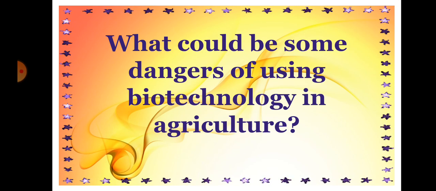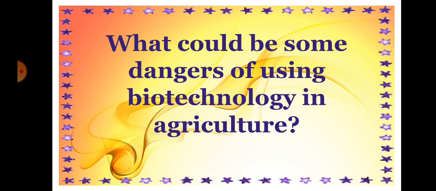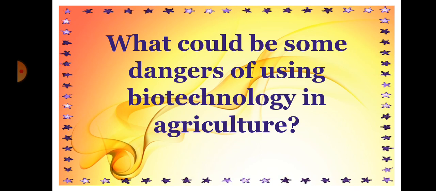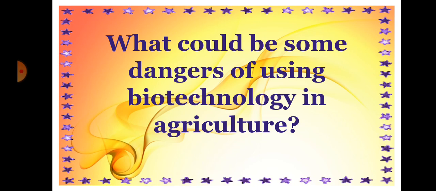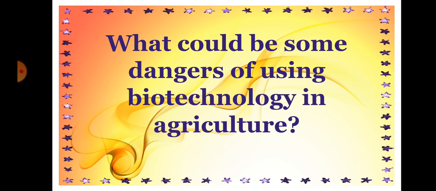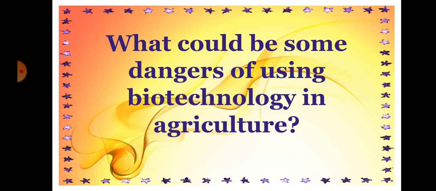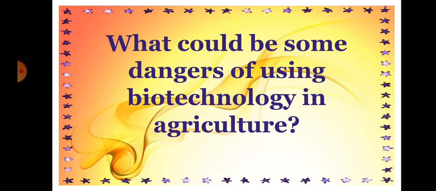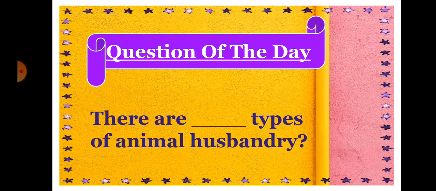Now we have talked about so many benefits of this. What could be some danger of using biotechnology in agriculture? Biotechnology involves genes that can produce new kinds of organisms that can be dangerous for us. New species of plants produced through biotechnology can compete with the existing or local plants and wipe them out. So the new plants produced can wipe out the existing local plants. That can be quite dangerous because it may lead to ecological disturbance.